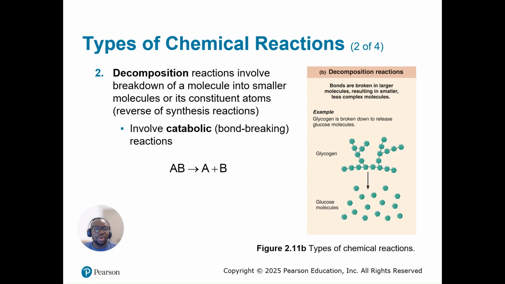The next is decomposition reactions. In decomposition reactions, bonds in larger molecules are broken down, resulting in smaller, less complex molecules. For example, a glycogen molecule, depicted here as a branch structure, is broken down into smaller separate molecules of glucose. Decomposition reactions are catabolic or breakdown reactions.